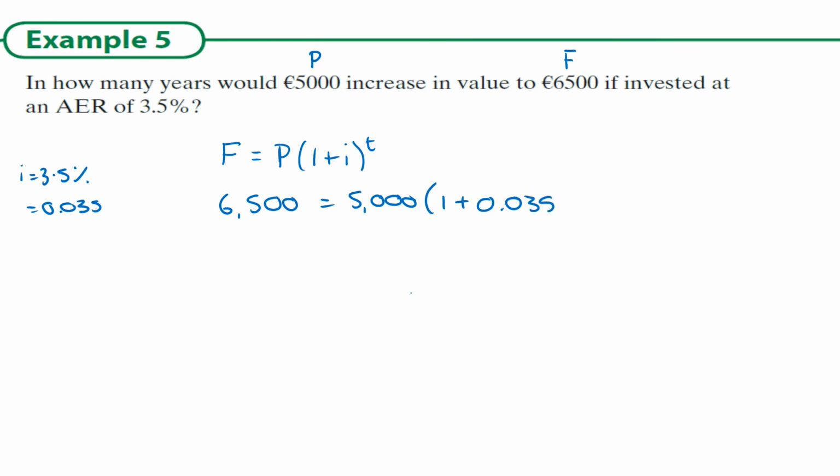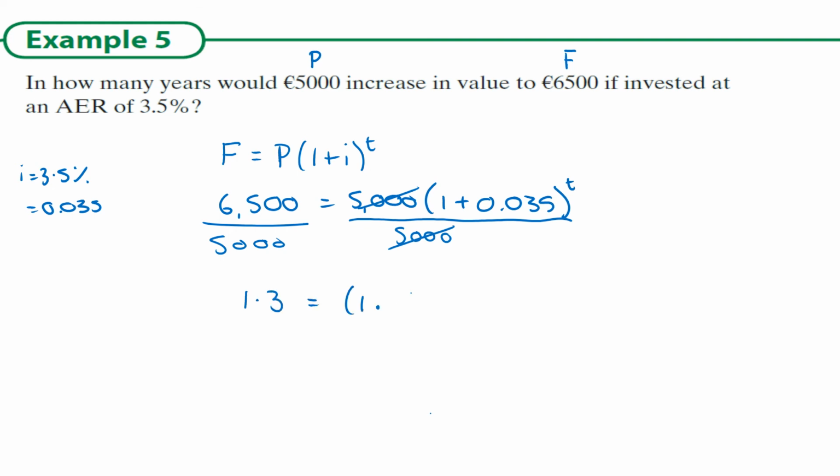0.035, and we want to work out that value of T. So this is going to work backwards. It's using our logs, but before we do that, we're going to divide both sides by the 5,000 to keep that bracket on its own. And this ends up as 1.3 is equal to 1.035 to the power of T.